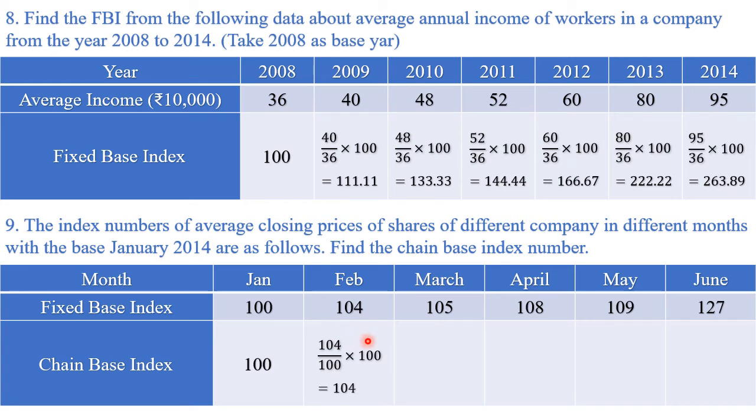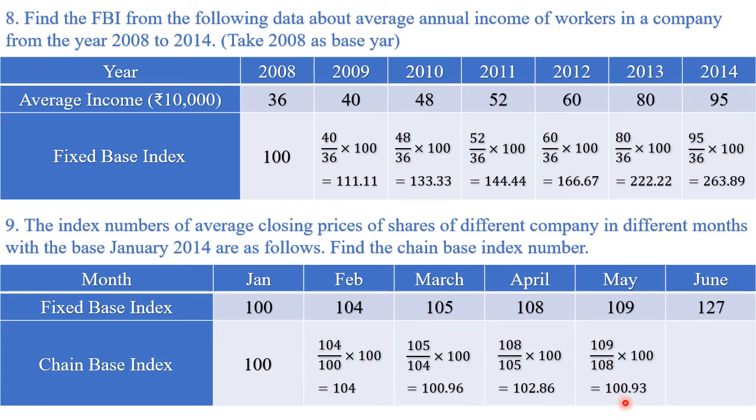So 104 upon 100 into 100 is 104. 105 divided by 104 into 100, so that is 100.96. Then 108 divided by 105 into 100. Okay, current divided by previous into 100, it is 102.86. 109 divided by 108 into 100, 100.93. And 127 upon 109 into 100 is 116.51. So my dear students, this is how you convert a fixed base index number into a chain base index number. And as you know, just refer to that previous tutorial in case you have forgotten how to do that.